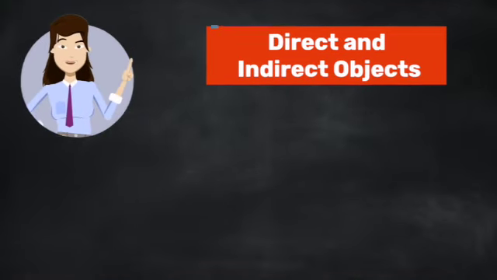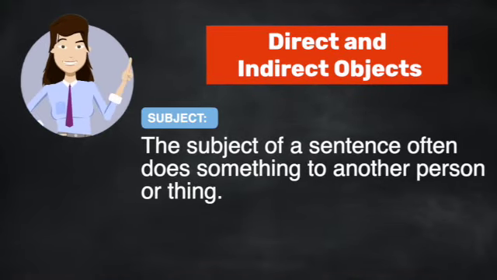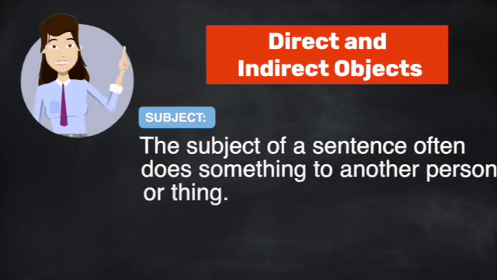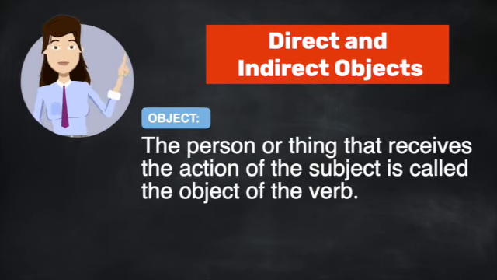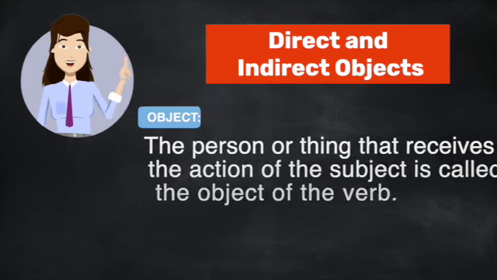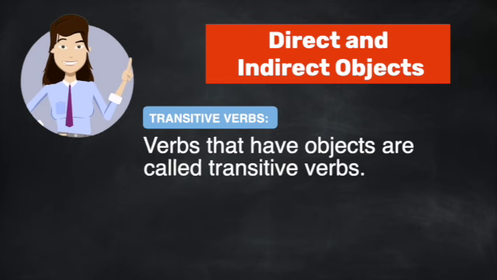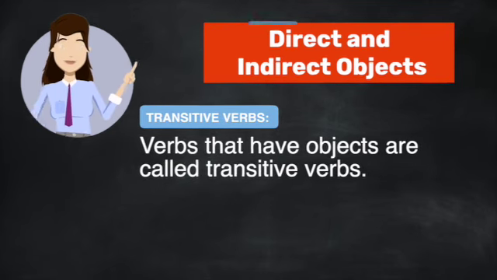Direct and indirect objects. The subject of a sentence often does something to another person or thing. The person or thing that receives the action of the subject is called the object of the verb. Verbs that have objects are called transitive verbs.